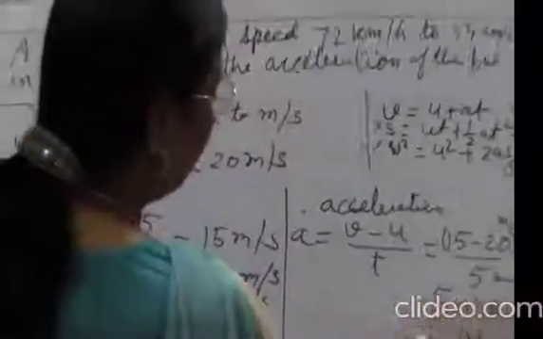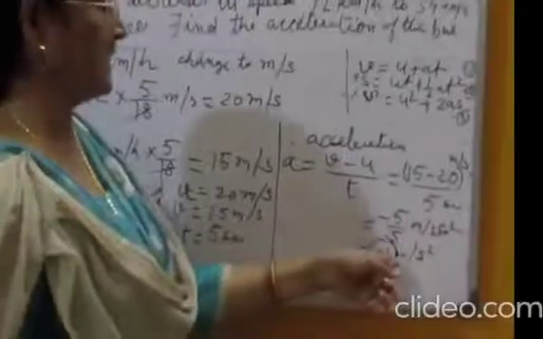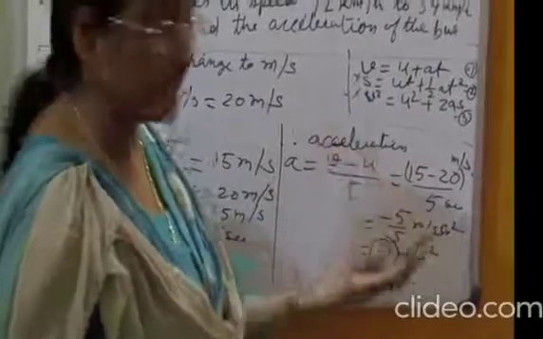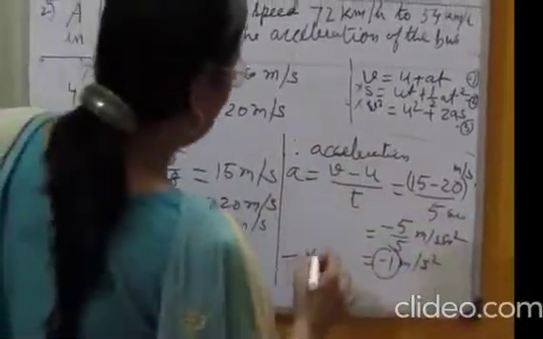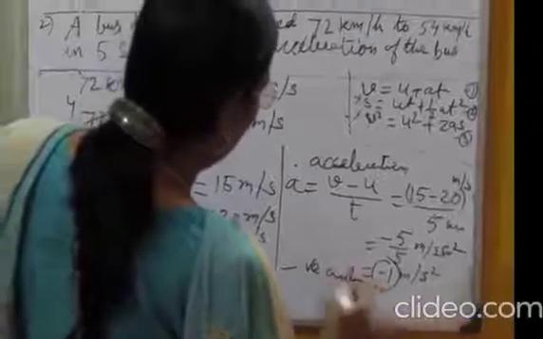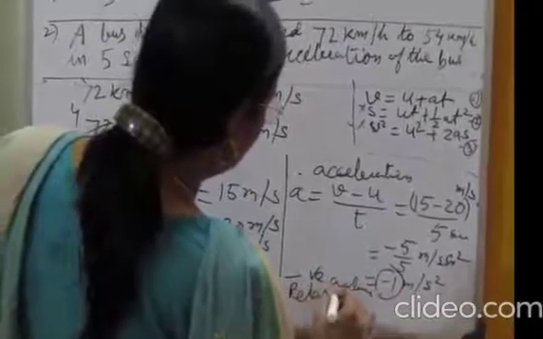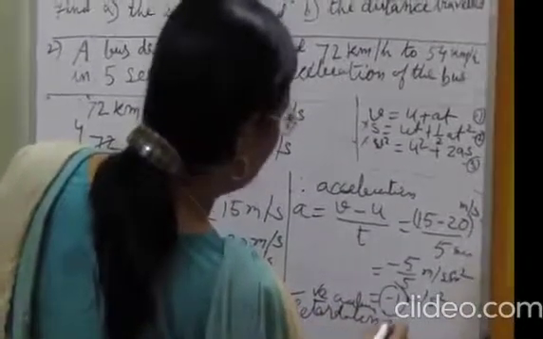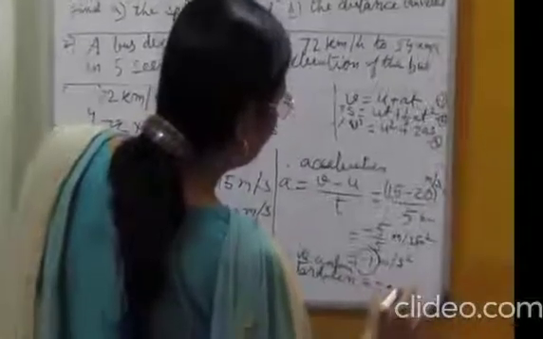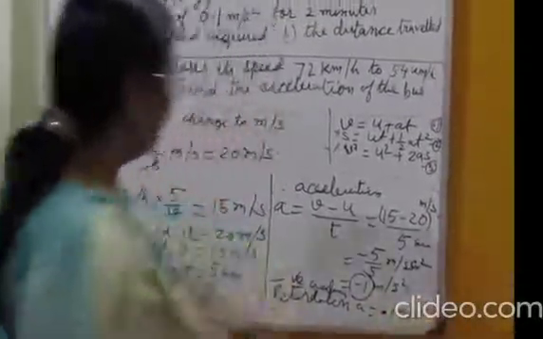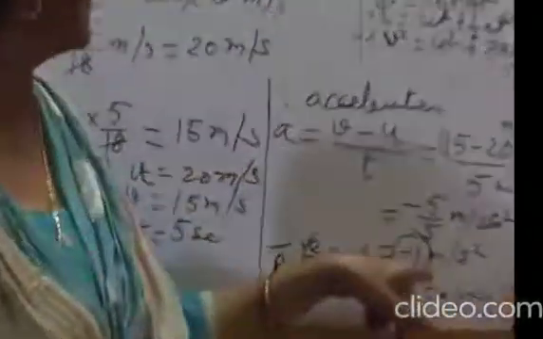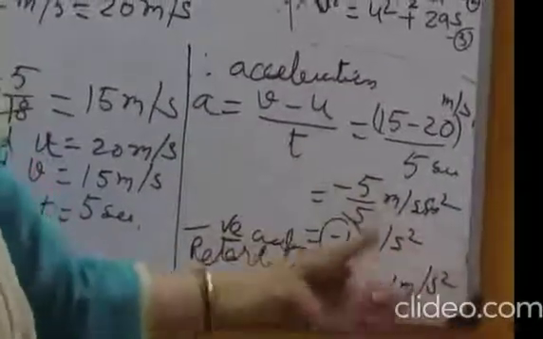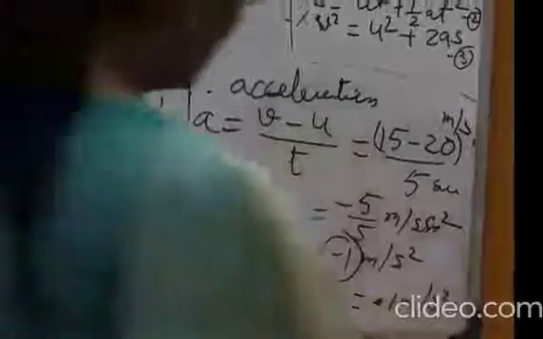Why did the minus sign come? The minus sign means the decrease of velocity. Decreasing acceleration means negative acceleration, or called retardation. So retardation equals 1 meter per second square. If you write acceleration, then you have to write minus 1 meter per second square. If you write retardation, meaning negative acceleration, then you write directly 1 meter per second square.